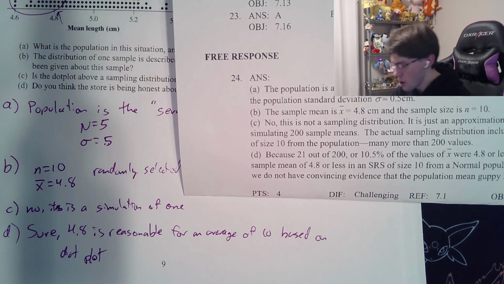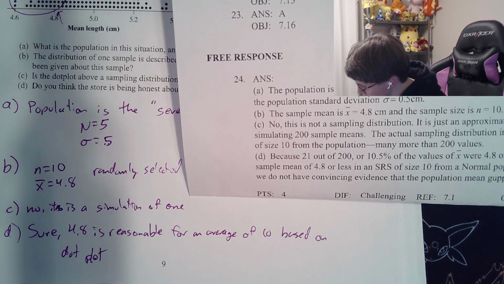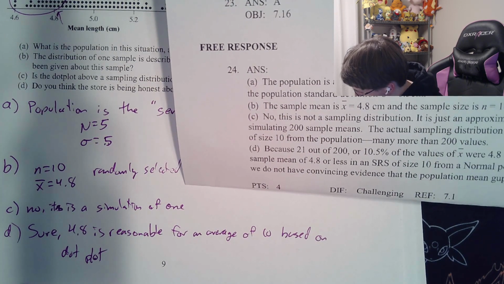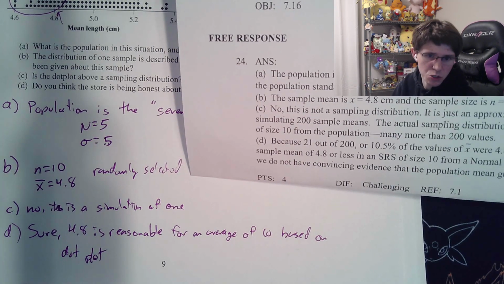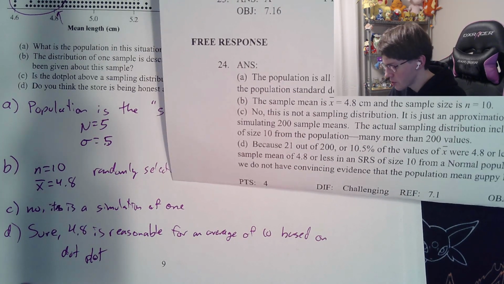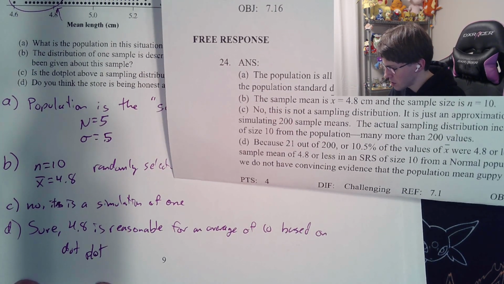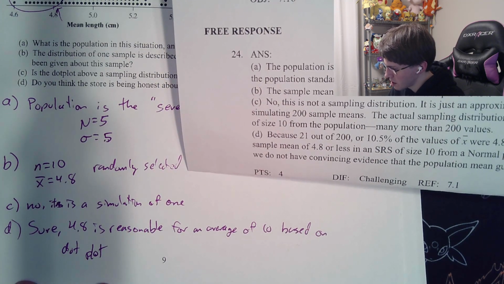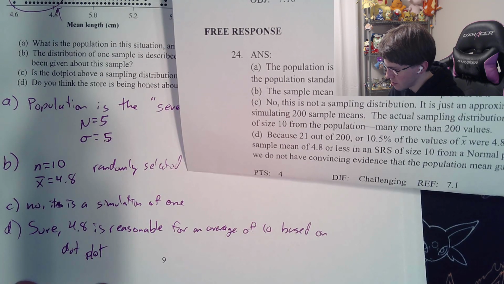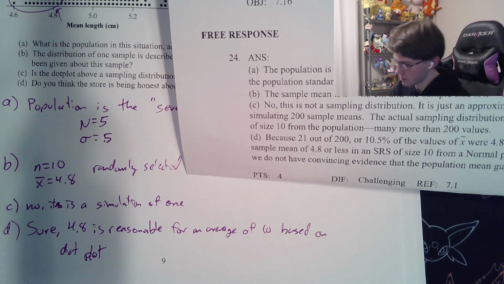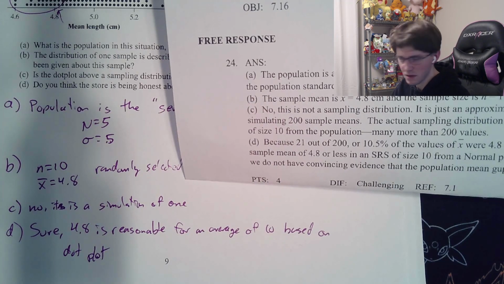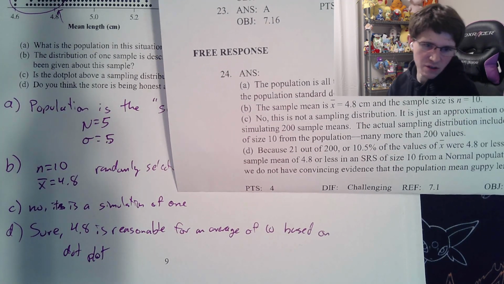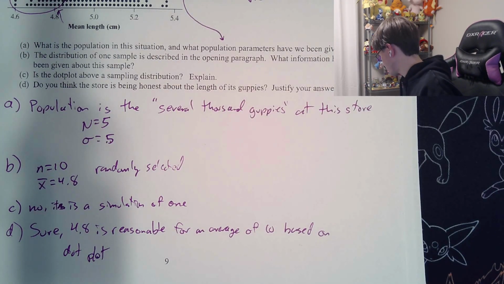Letter C, no, it is not. It's a simulation of one. This is an approximation by only having 200. All possibles, many more than 200 values. There's trillions of values, like we said before. Good enough answer. It's a simulation. And because 21 were 4.8 or less, it would not be that surprising. We do not have convincing evidence. Sure, 4.8 is reasonable. Yeah, their answer is kind of more perfect, but it's reasonable based on the dot plot. Easy enough. I'm moving on.